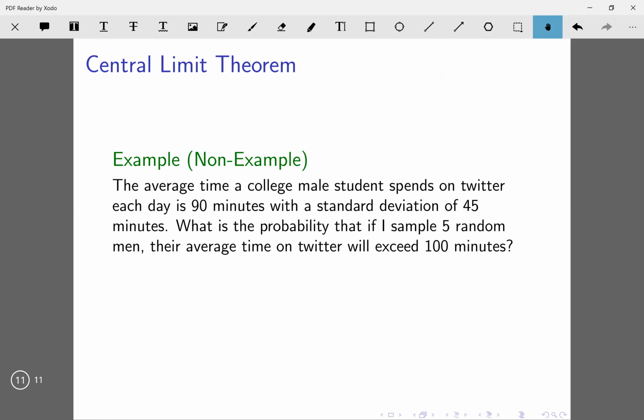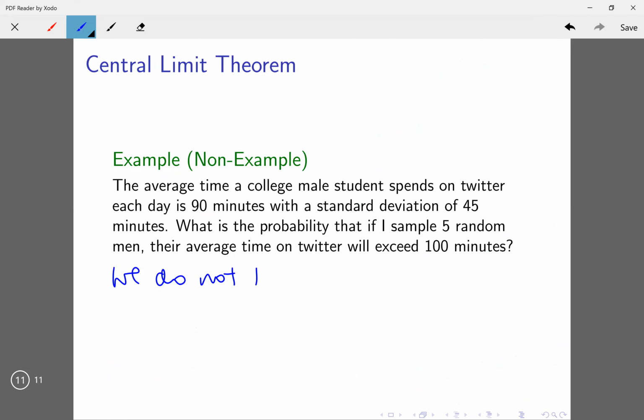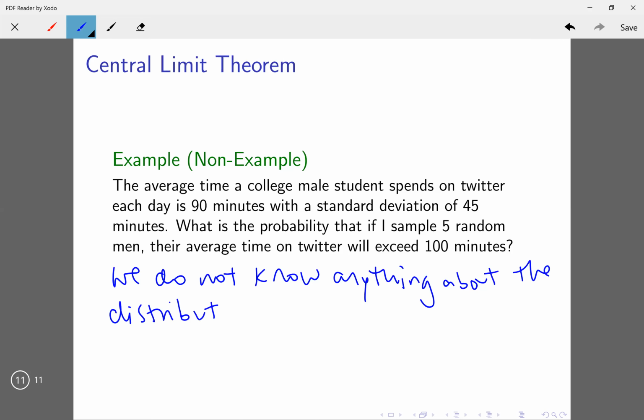I don't know what to do here because I don't know anything about the underlying distribution. We do not know about the distribution of the amount of time that men spend on Twitter in college. We know the mean, we know the standard deviation, but it could be skewed right, it could be uniform, it could be symmetric, I don't know. And our sample size is too small.